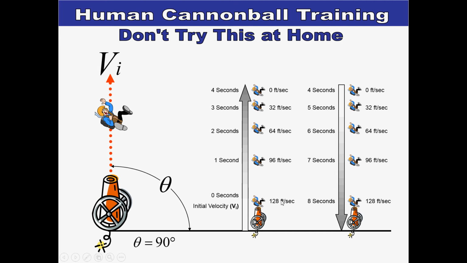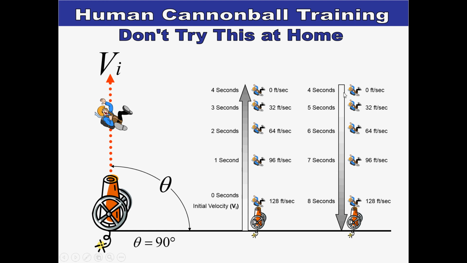Now, which way is gravity pulling him? It's pulling down. So he's traveling up, but the acceleration of gravity is pulling down, so gravitational acceleration is actually slowing him down. He starts out at 128 feet per second. After 1 second, he's lost 32 feet per second, so he's at 96. After 2 seconds, 64, he lost another 32 feet per second. After 3 seconds, he's at 32 feet per second. At 4 seconds, he's at 0 feet per second. For a brief moment there, he's stopped traveling up, and he's getting ready to start falling back down.